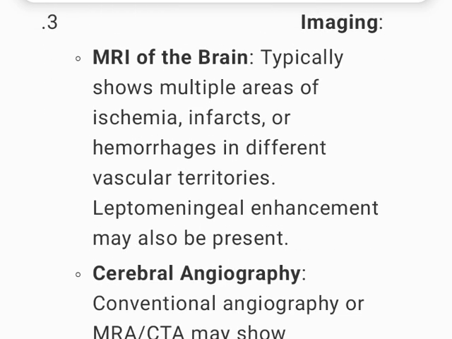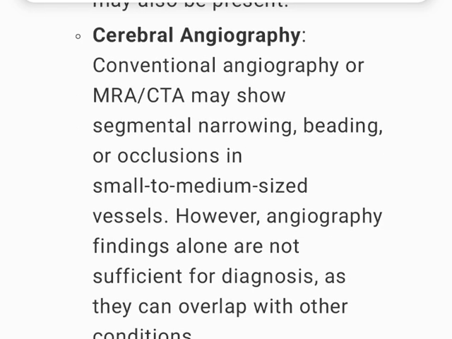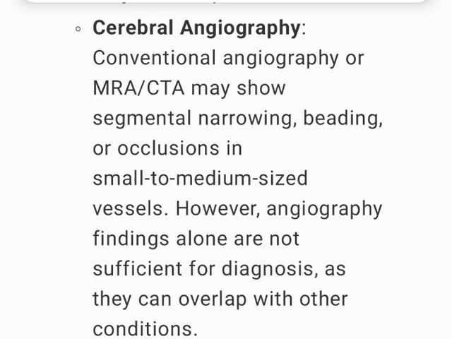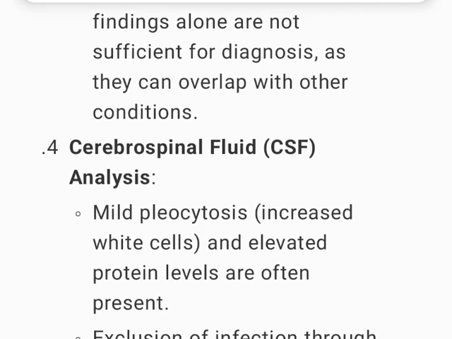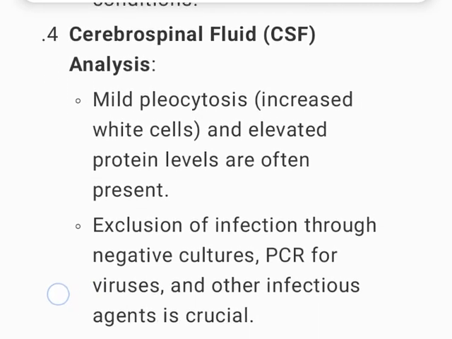3. Imaging. MRI of the brain typically shows multiple areas of ischemia, infarcts, or hemorrhages in different vascular territories. Leptomeningeal enhancement may also be present. Cerebral angiography. Conventional angiography, or MRA-CTA, may show segmental narrowing, beading, or occlusions in small to medium-sized vessels. However, angiography findings alone are not sufficient for diagnosis, as they can overlap with other conditions.